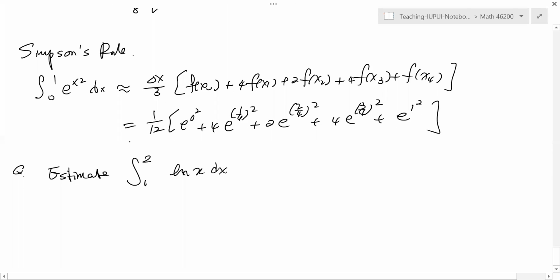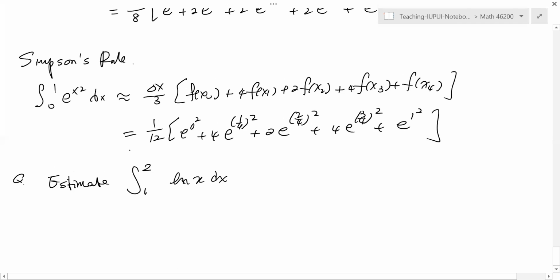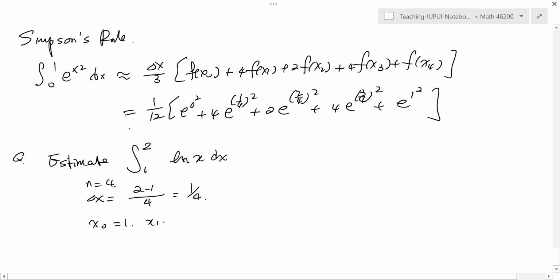Then let's use the trapezoid method. So in this case, let n be 4. So delta x is going to be 2 minus 1 over 4, which is still a quarter. Then x0 is 1, x1 is 1 plus a quarter, that'll be 5 over 4. x2 is 1 plus 2 delta x, so that'll be 3 over 2. x3 is 1 plus 3 over 4, it's 7 over 4. Then x4 is just equal to 2.